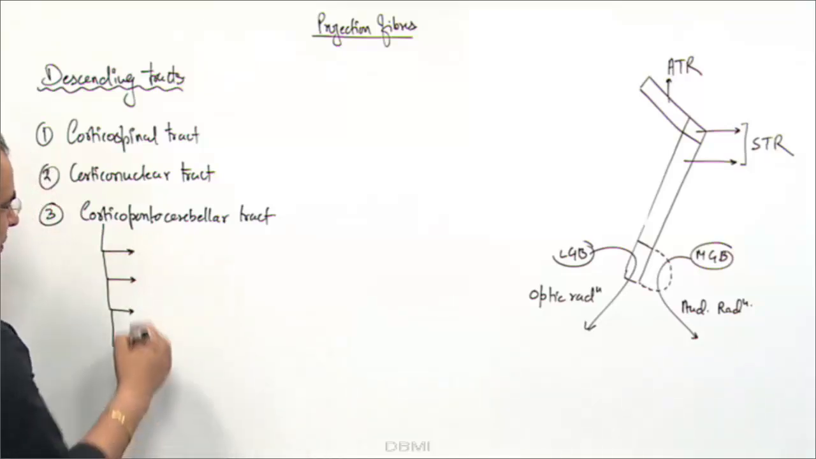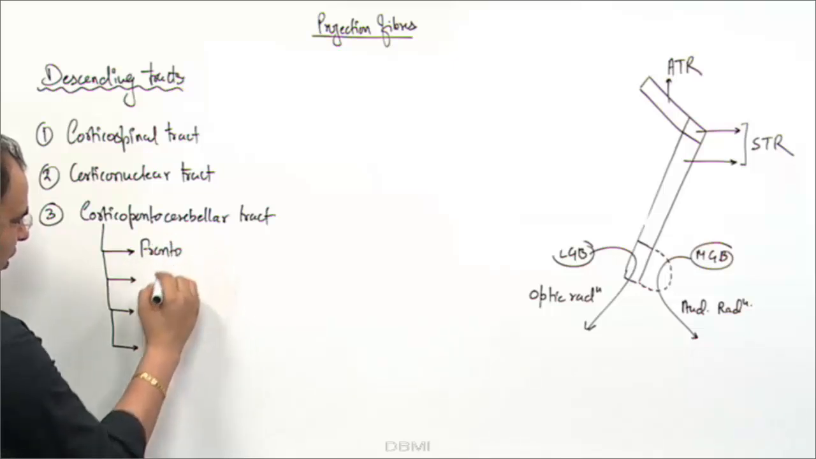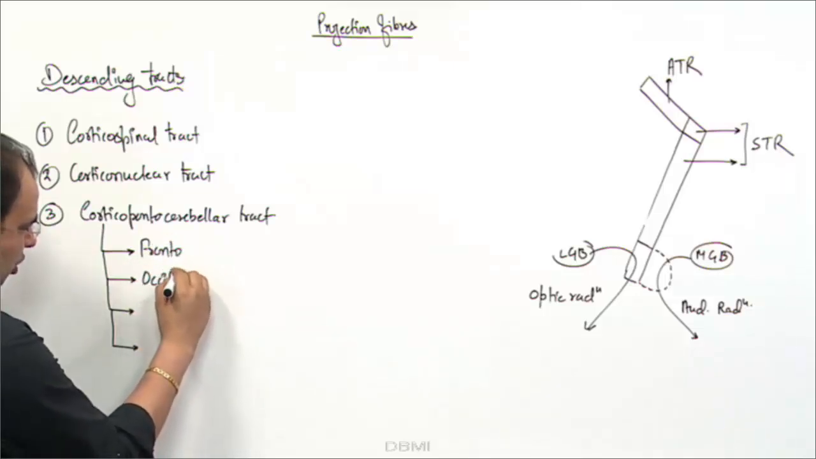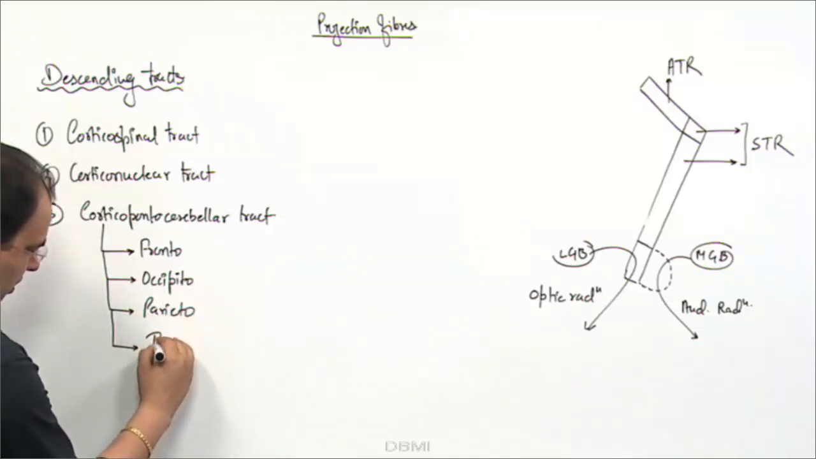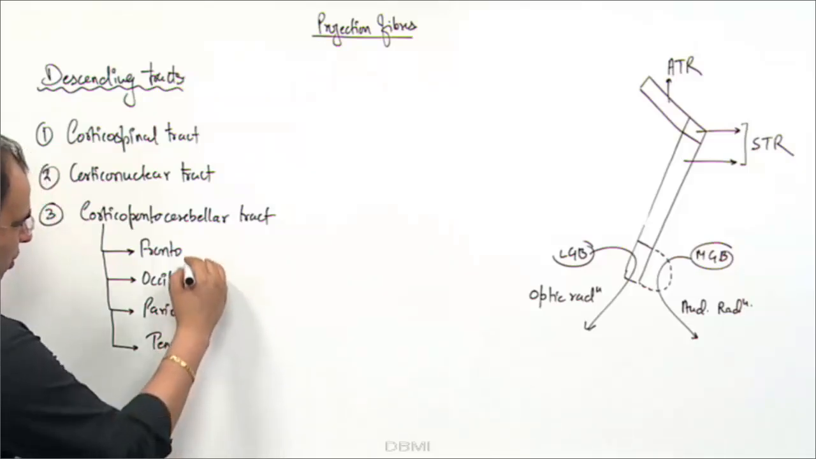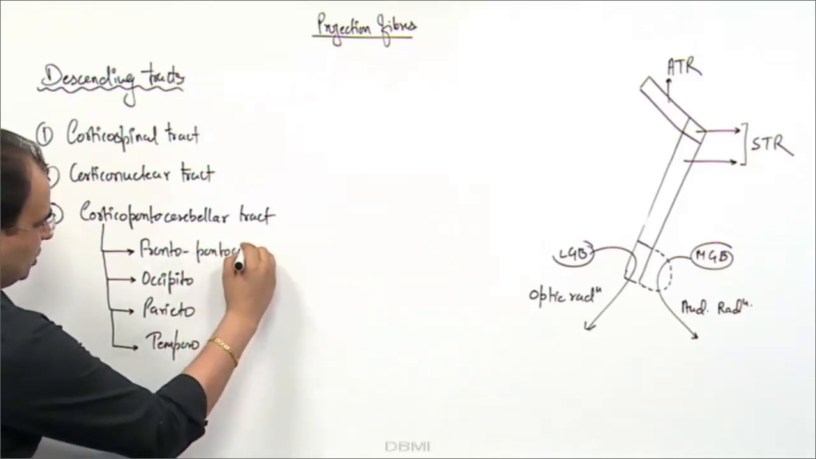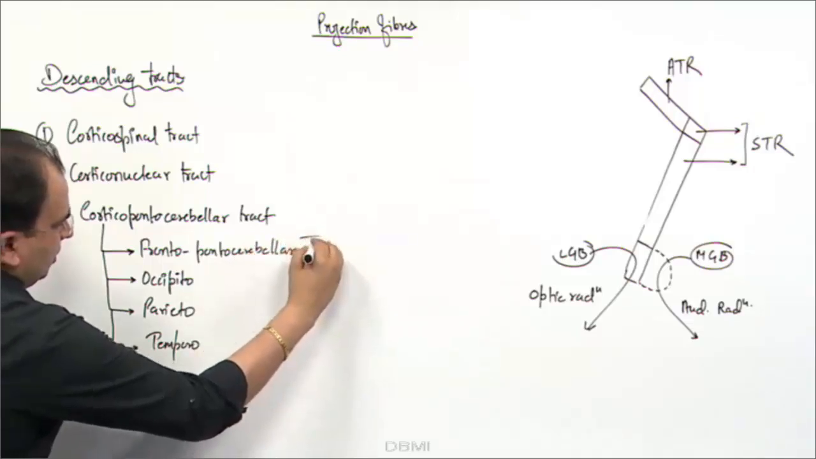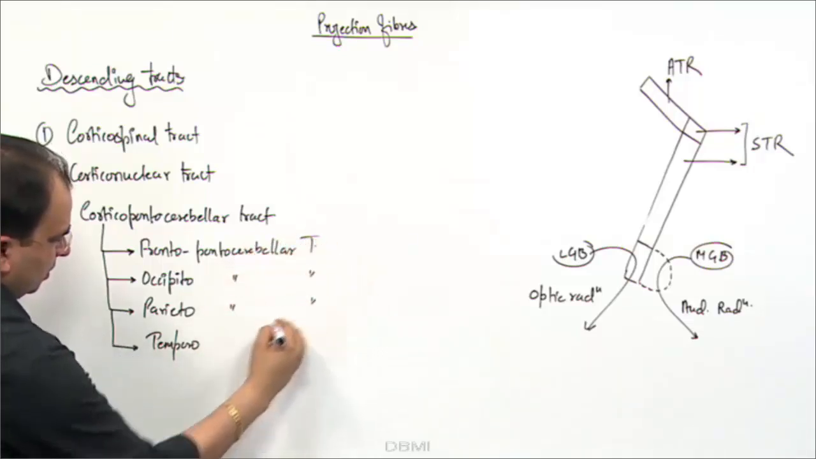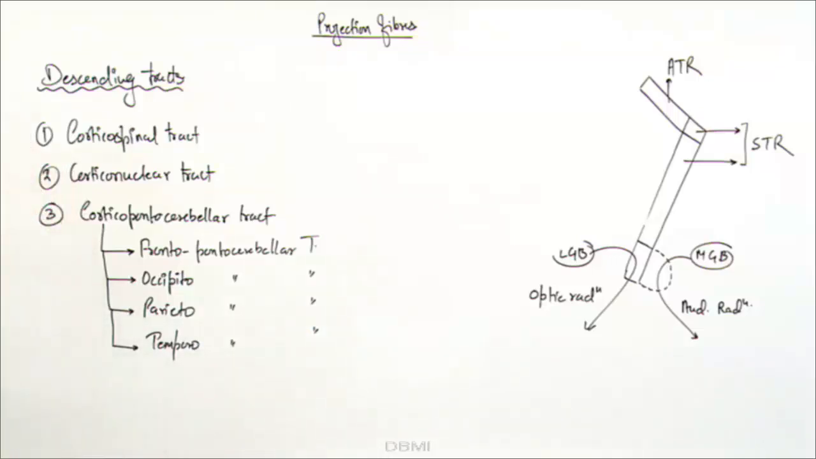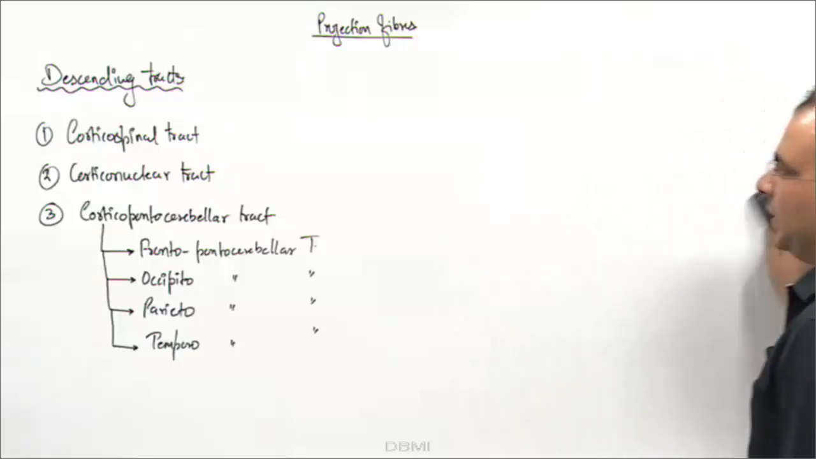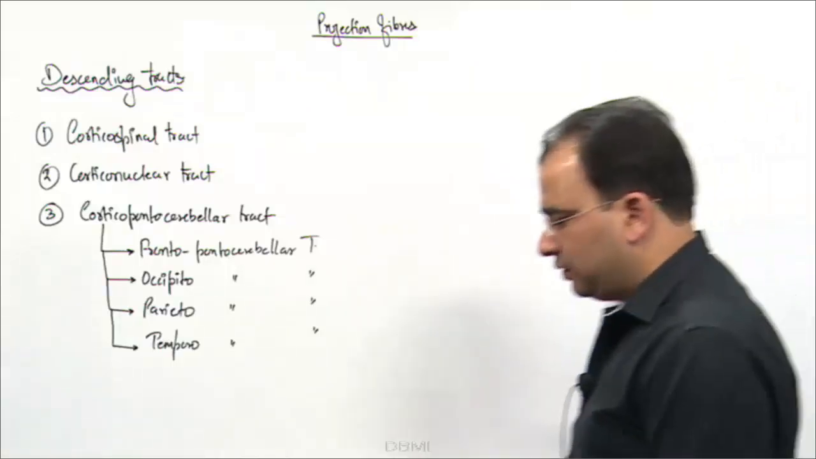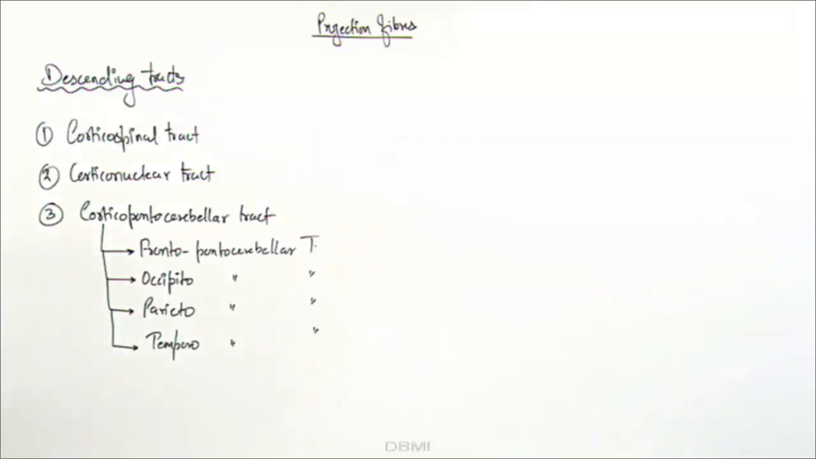Coming from the 4 different lobes: fronto, occipito, parieto and temporo pontocerebellar. Frontopontocerebellar, occipitopontocerebellar, parietopontocerebellar and temporopontocerebellar. So we need to place all these tracts and see which part of the internal capsule they will go from.